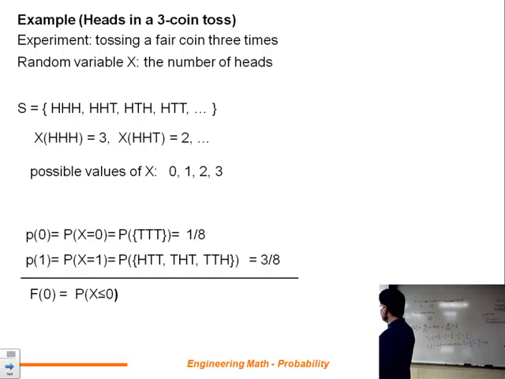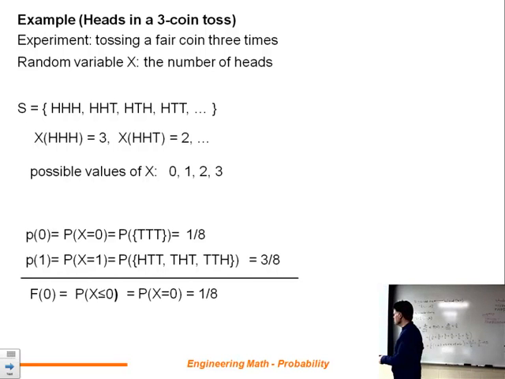So what's F of 0? This is the cumulative function. This is the probability that you get at most 0 heads. Well, how do you get at most 0 heads? If you get exactly 0, that's the only way you can get at most 0 heads. So this is the same as this, which is 1/8.